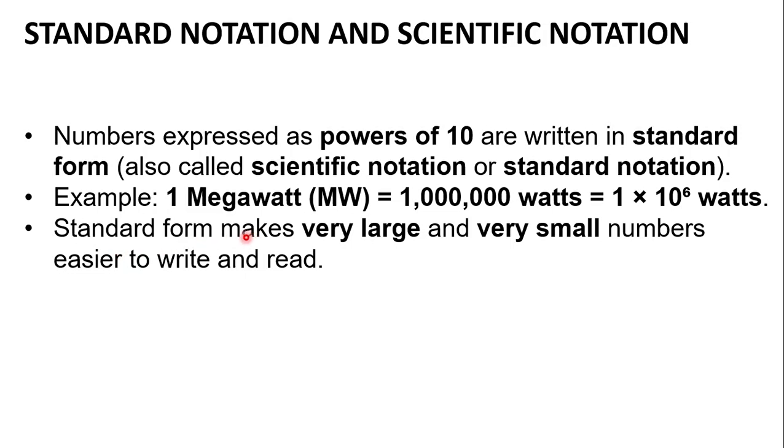So standard form makes very large and very small numbers easier to write and read. So scientists, physicists, including you physics students, agreed to write numbers that are very large or very small using standard form because it makes the very large numbers and very small numbers easier to write and read.